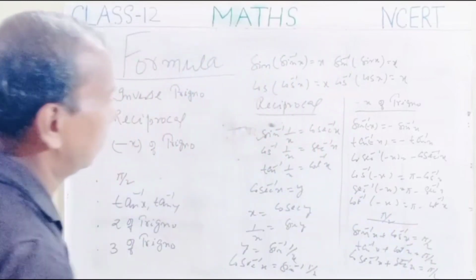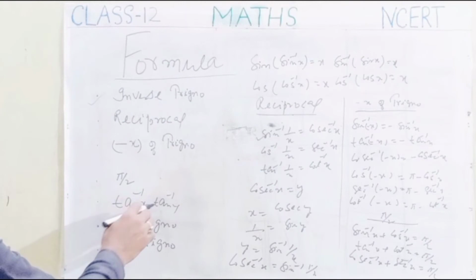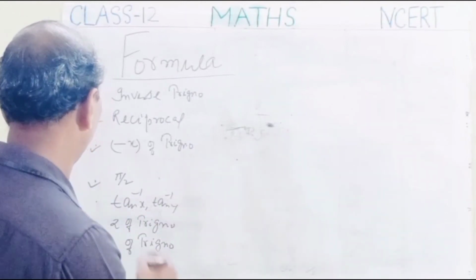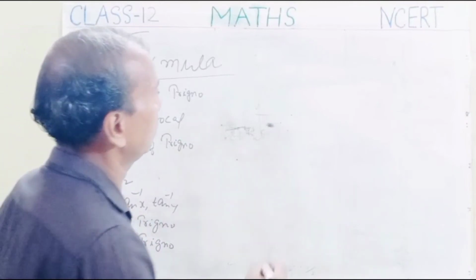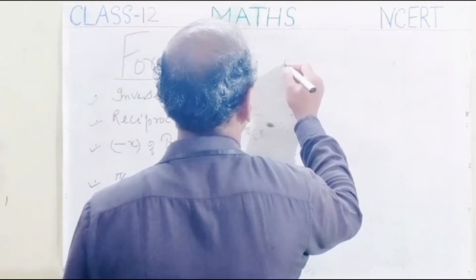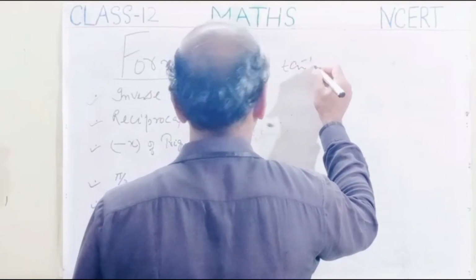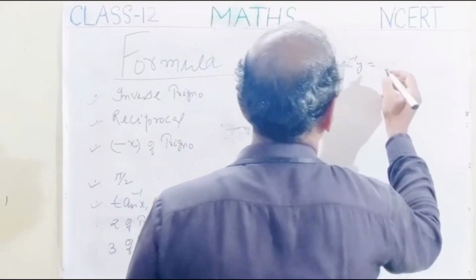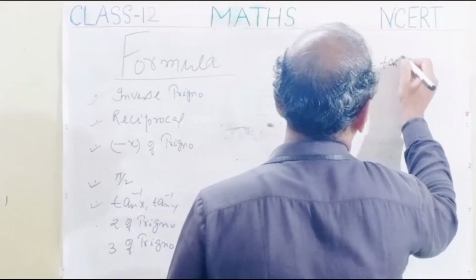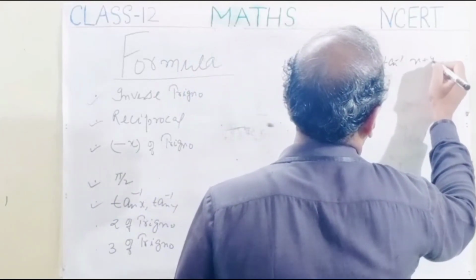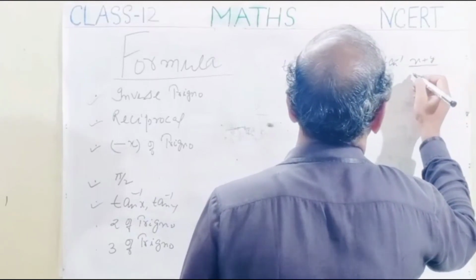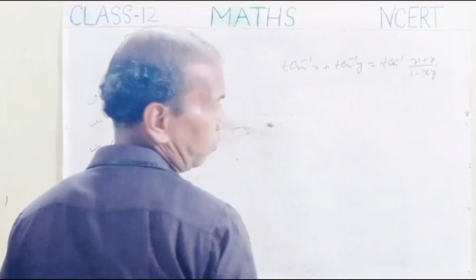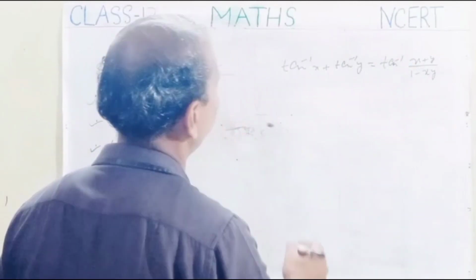Okay. Next I will see the relation between tan inverse x and tan inverse y. This I will discuss. So the value of tan inverse x plus tan inverse y is equal to how much? This is equal to tan inverse of x plus y divided by 1 minus xy. So how to prove this one? This is the proof also.